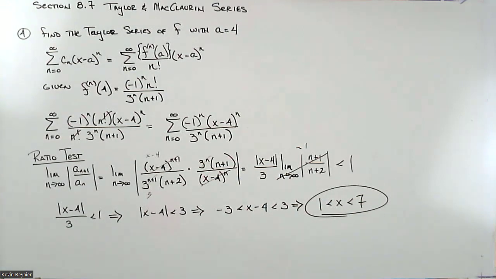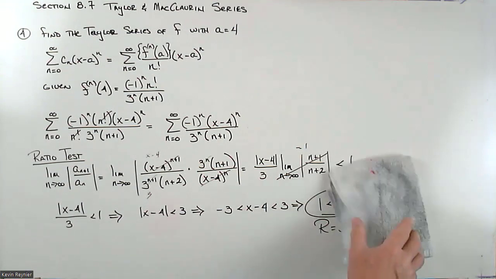For the interval of convergence, they asked us for the radius of convergence. Of course, the radius of convergence would be 3. The interval of convergence has length 6. The radius goes from midpoint to endpoint, so that's going to be 3. So that's question number 4. All right, that gets us through question number 4.